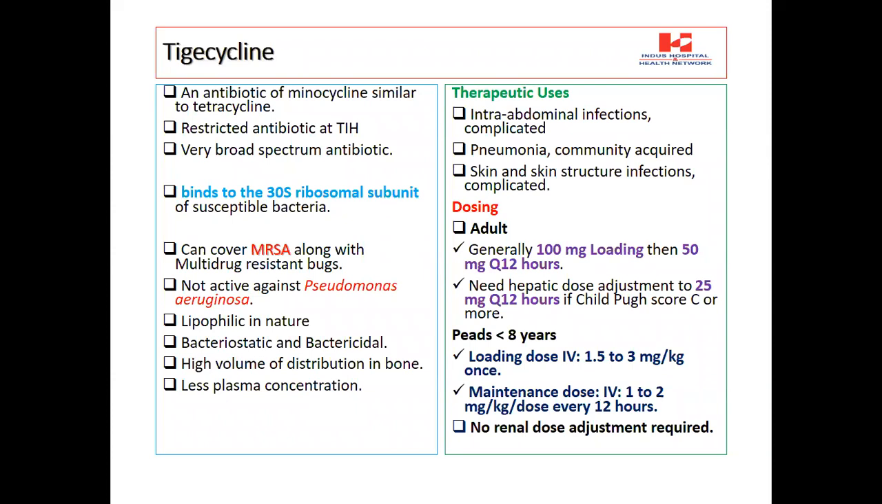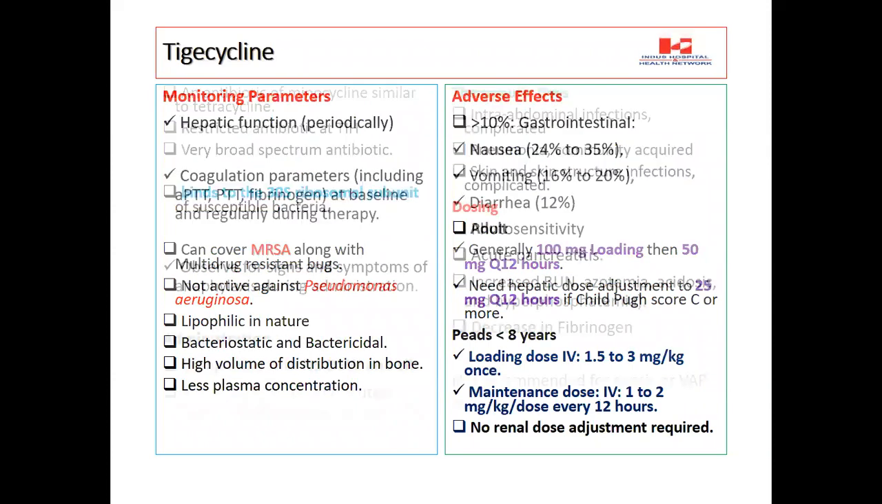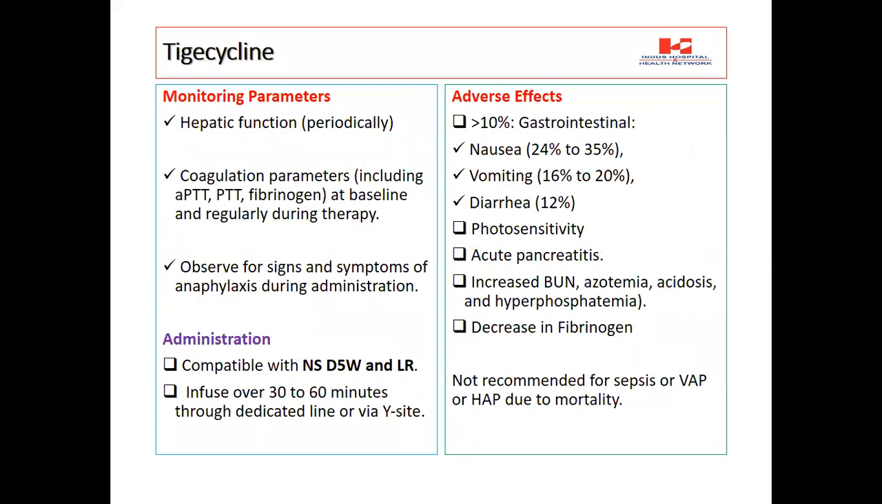And for this drug, we have to monitor liver function periodically, and we have to observe the signs and symptoms of anaphylaxis on the first dose. The other adverse effects are that the patient may frequently experience GI effects, nausea and vomiting, and some patients may experience diarrhea. Also, if the patient has acute pancreatitis, it's not recommended to administer this drug because it can worsen that particular condition.